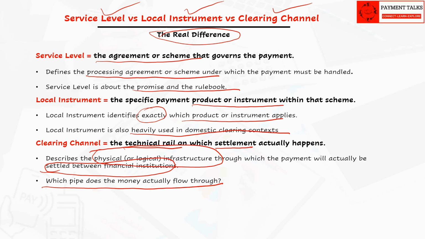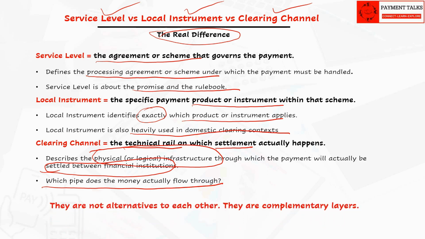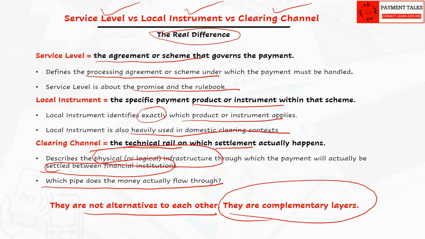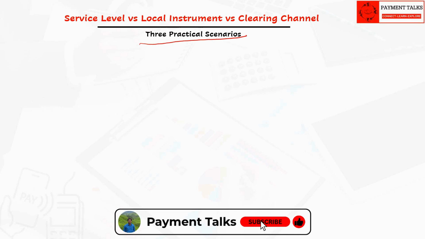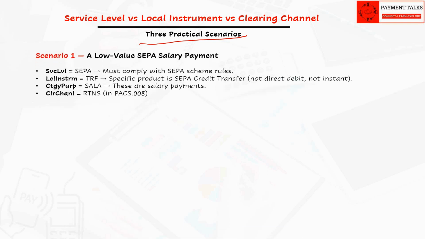The relationship between the three is that they are not alternatives to each other. They are complementary layers, each describing a different dimension of the same payment. Let's see practical scenarios to make it click. First scenario is a low value SEPA salary payment. A German payroll company sends 500 salary payments to employees across Europe.